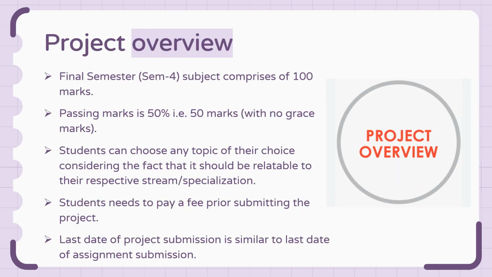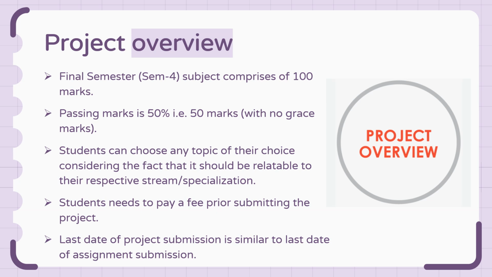Firstly, I'm just giving you an overview. Normally in most of the universities, and I'm taking the example of NMIMS, in the final semester, Sem 4, you will get a project. It's similar to one subject which is of 100 marks. The passing criteria is 50%, that is 50 marks. But unfortunately, there's no option of grace marks. Like if you get 47 or 48 marks and you think that you will get 2 or 3 marks of grace, then no, you need to get a minimum of 50 marks.